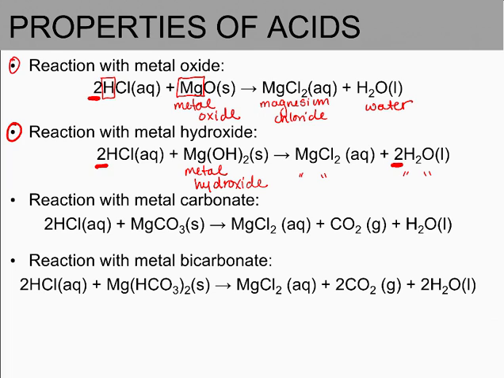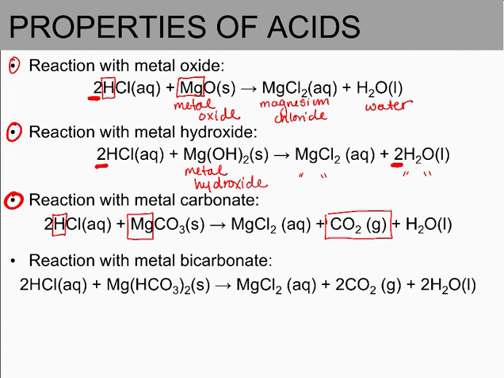Now, as you've seen previously in one of your labs, there's also a reaction with metal carbonate that can occur. Hydrochloric acid reacts with magnesium carbonate, and again, this is a double replacement reaction, and this will produce magnesium chloride, carbon dioxide, and water. We actually end up with a whole other product here, which is a gas, but the other two products are similar to our previous reactions.